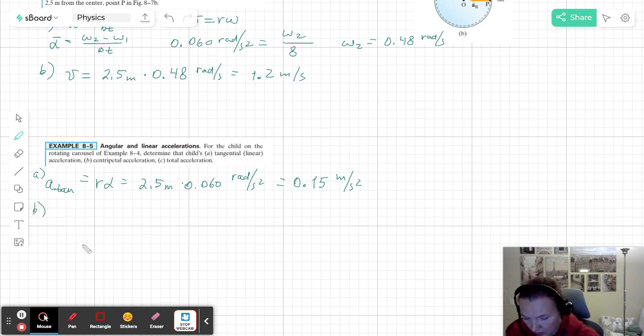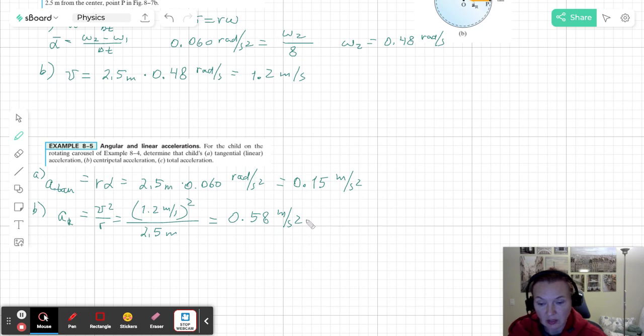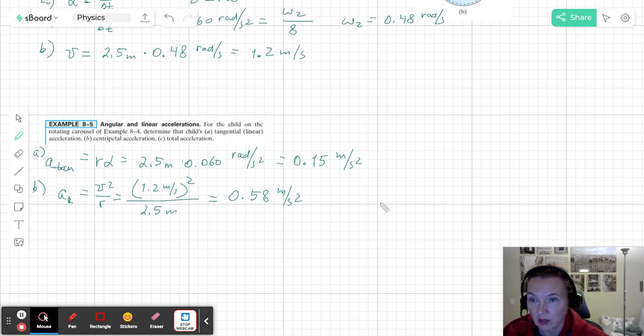Now we are looking for the centripetal acceleration, a_r, which we know is equal to v squared over r. I believe we found v to be 1.2 meters per second. We square that value and then we divide it by 2.5 meters. So once we simplify, we will get 0.58 meters per second squared. All right, and then finally, the total acceleration.